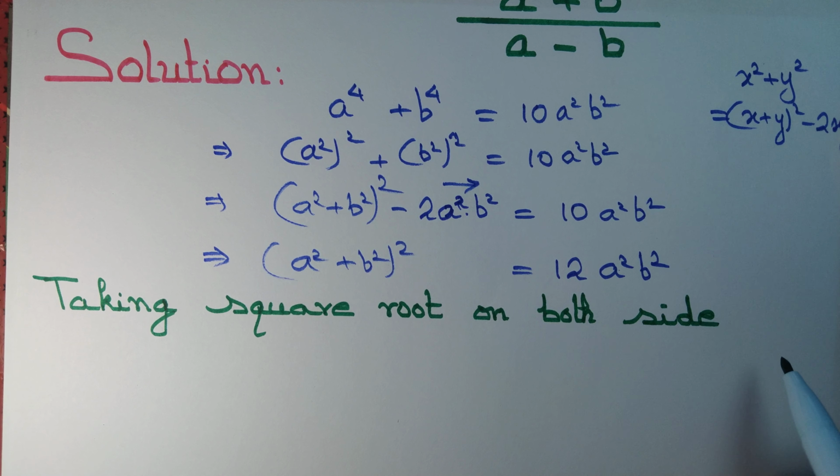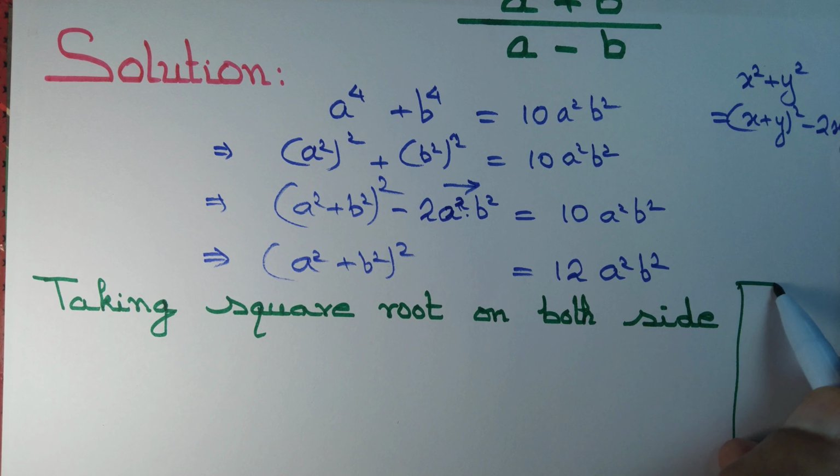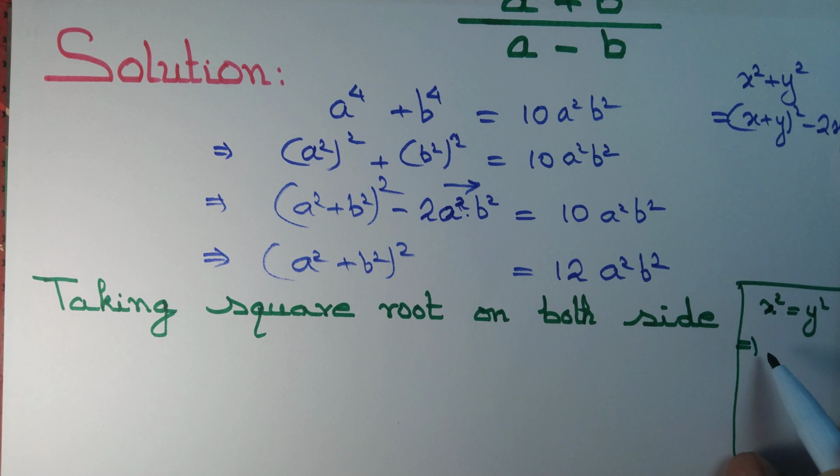before taking square root on both sides, we once again recall something. If x square equal to y square, then we must have that x equal to either plus y if they are of same sign or minus y if they are of different sign. So we take root on both sides to obtain that a square plus b square equal to plus minus root 12, that can be written as root 4 into root 3, and root 4 is 2. So 2 root 3 and then ab.